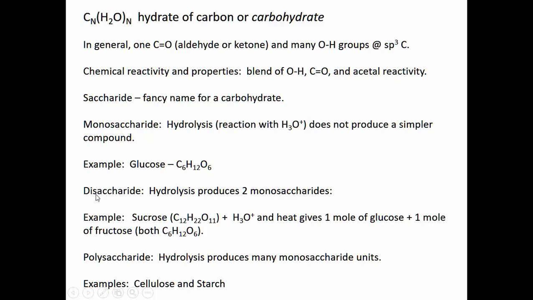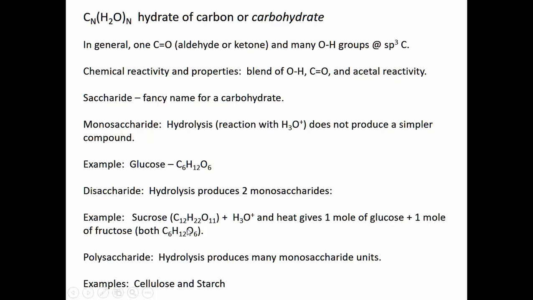Okay, so a disaccharide would have two monosaccharide molecules hooked together. A good example of a disaccharide is sucrose, ordinary table sugar, which has the formula C12H22O11. If we treat this compound with H3O+ and heat, we're going to get 1 mole of glucose, as we've seen before, a monosaccharide, and another monosaccharide called fructose, and both of these have the formula C6H12O6.